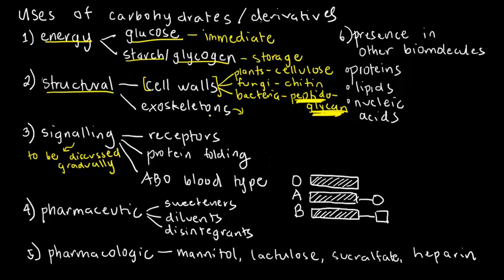For the exoskeletons of some sea creatures like shrimps or crabs, we also have chitin. So that's weird: fungi, a lot of which are microscopic, have cells made up of chitin, and then all of a sudden animals like crabs, which you think are so different from fungi, also have chitin in their shells. So that's variety for you.